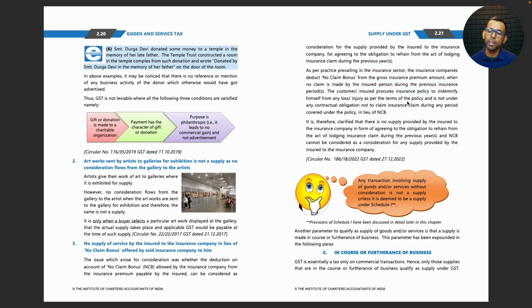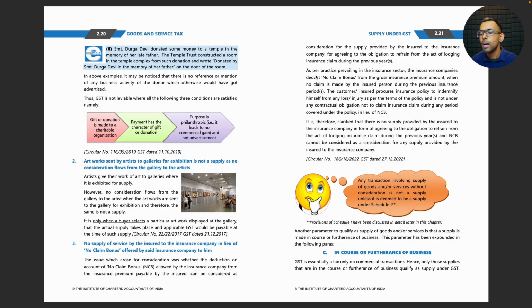The writing is not very clear. As per practice prevailing in the insurance sector, the insurance companies deduct no claim bonus from the gross insurance premium amount. Let's say I want to renew insurance of my two-wheeler. It comes up to, let's say, 1,300. In the previous year, I did not have any problem, so I did not claim any insurance money. So naturally, I will have a deduction in the current year. Let's say 200 rupees, they are giving me a no claim bonus. Now, what is the situation here? Will that 200 rupees be treated as consideration or not?